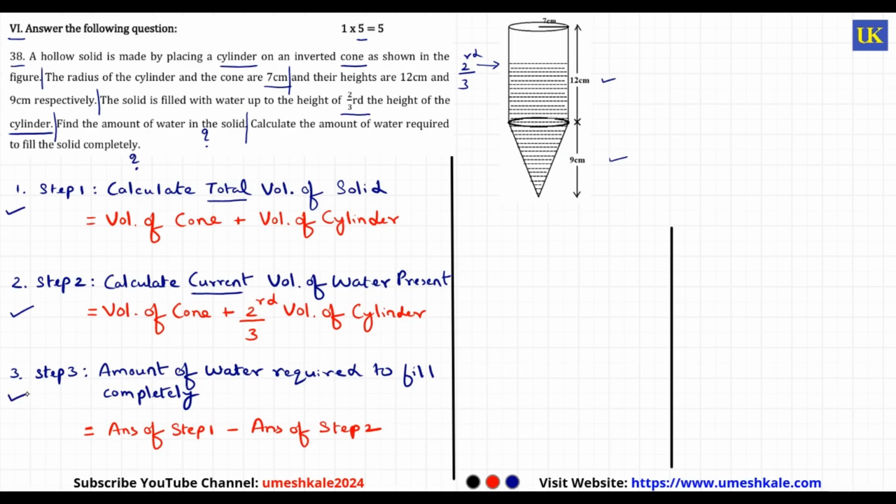Then in the third step, the amount of water required to fill completely. We take the answer of the first step and subtract the answer of the second step, because here we are finding the total volume, and there we are finding the current volume of water present. So total minus current gives the balance amount of water, and that is exactly what they have asked us to find: calculate the amount of water required to fill the solid completely.